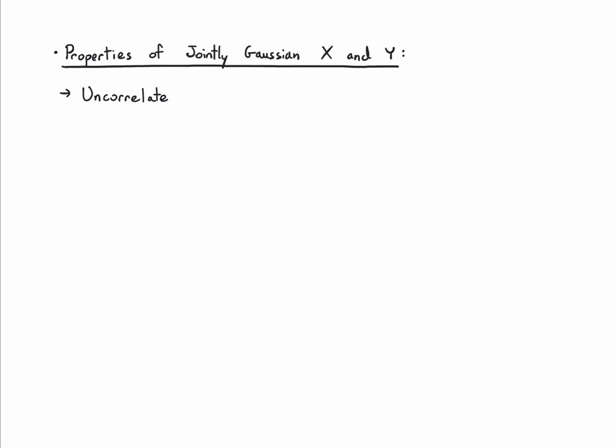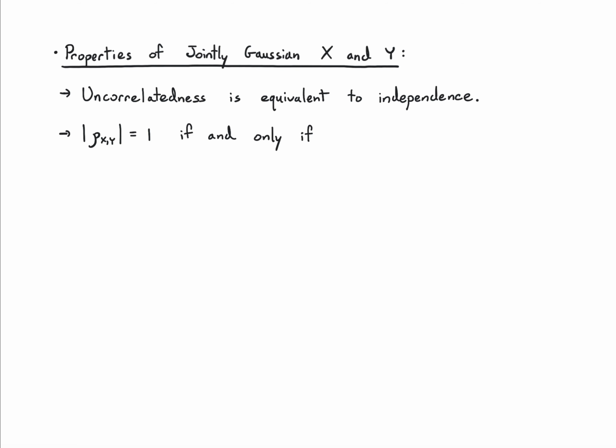Uncorrelatedness for jointly Gaussian random variables is equivalent to independence. This is not true in general, but it is true for jointly Gaussian random variables. And the correlation coefficient is exactly equal to 1 in absolute value if and only if x is a deterministic linear function of y and vice versa. So I only hit this absolute value of 1 when one is a deterministic function of the other. And in fact, then they would both be linear functions of one another.